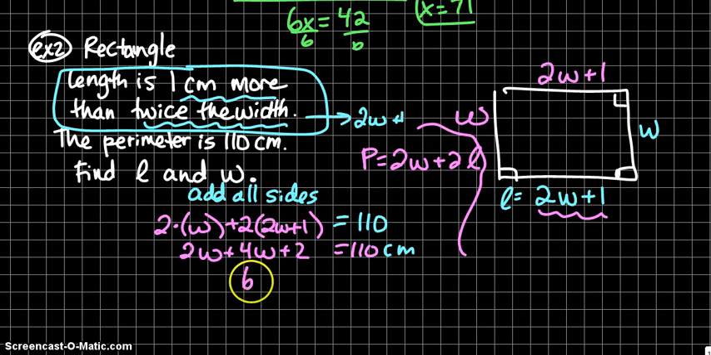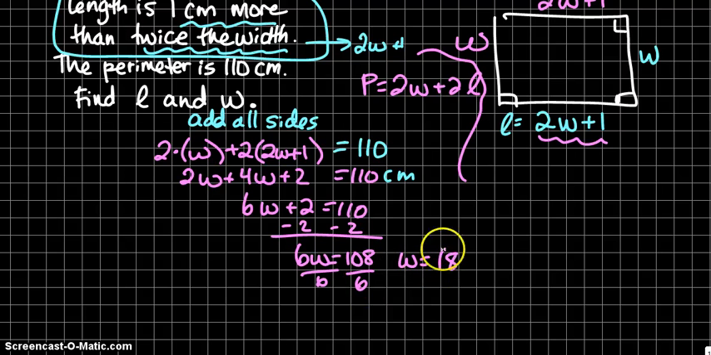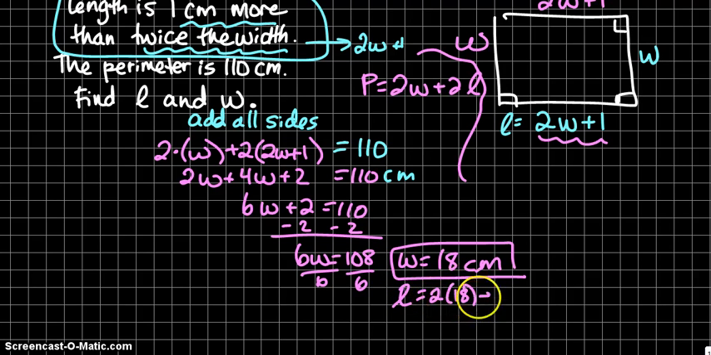Distribute your 2. Add, I've got 6w plus 2 equals 110 centimeters. Subtract 2 and divide by 6, and I'm done. My w is 18. Actually, I'm not quite done. I know my width, but I still need to find what the length is. And it said the length, we figured out it's 2 times the width plus 1. So that's going to be 36 plus 1, so 37 centimeters. So width is 18 centimeters, length is 37 centimeters.